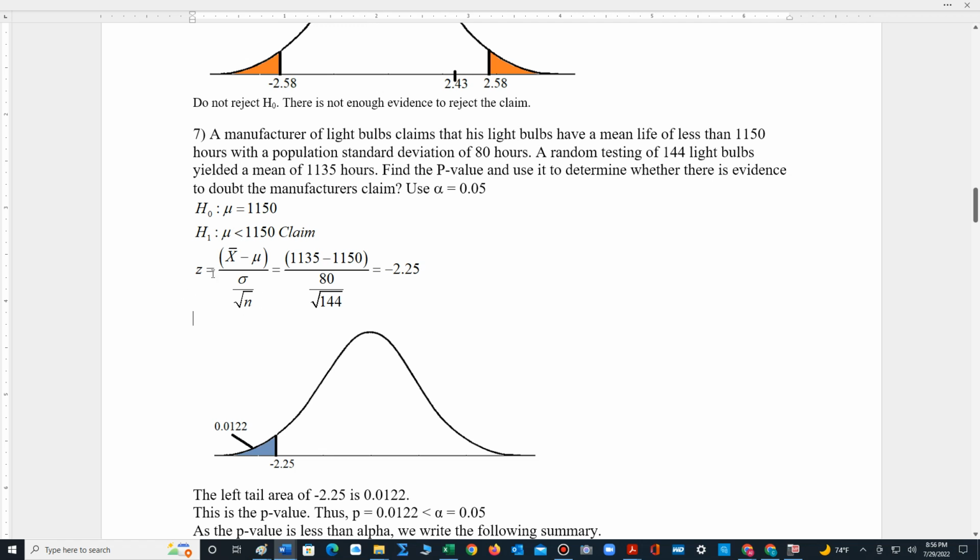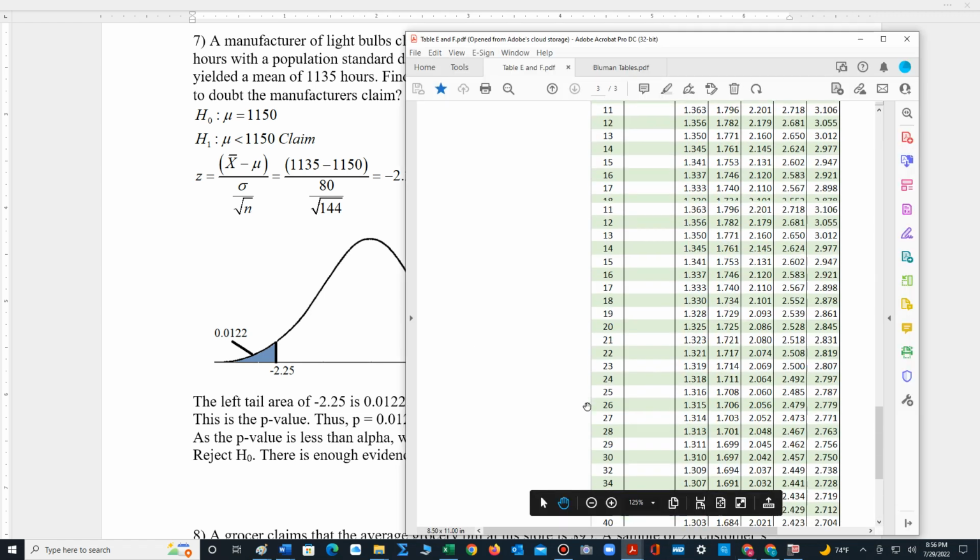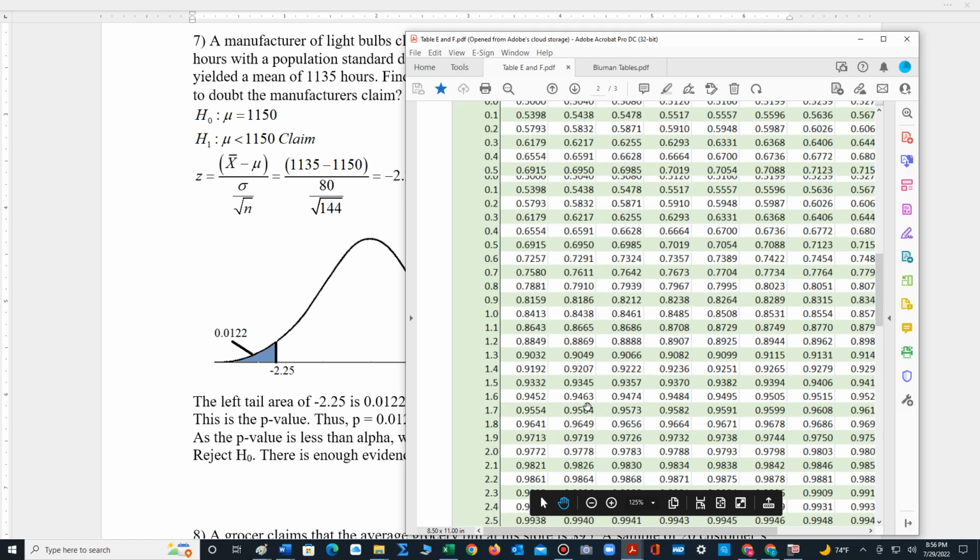We calculate z using the same formula. This is our test point formula. Sample mean is 1135 minus the population mean 1150, divided by 80 over radical 144. That's going to give us negative 2.25. So when finding the p-value, we first compute the test point, negative 2.25. We then have to look up this tail area. So we will go to table E to look up the tail area for negative 2.25.